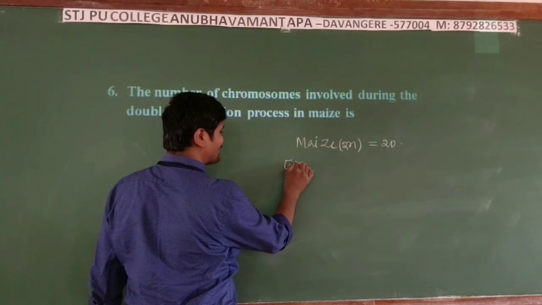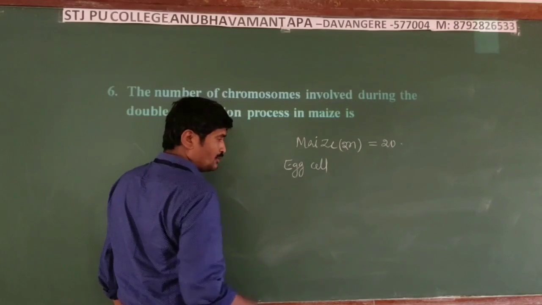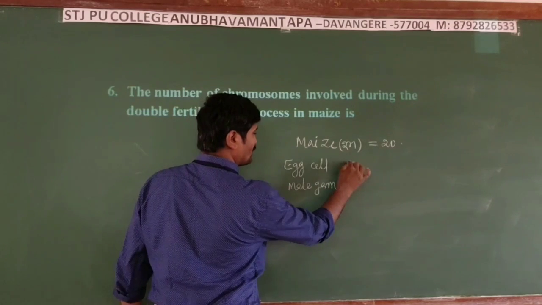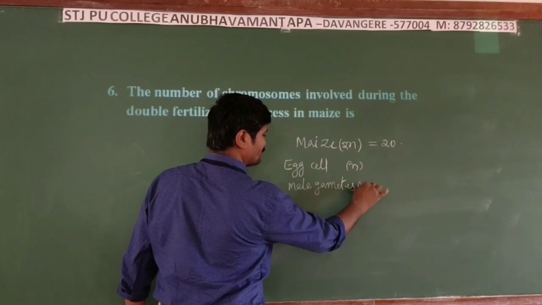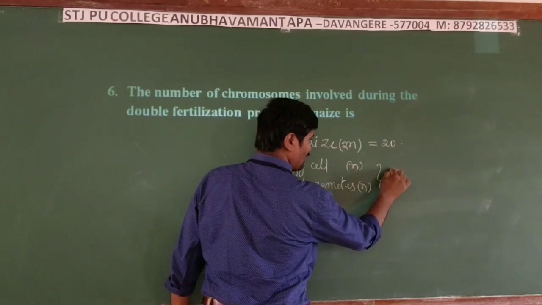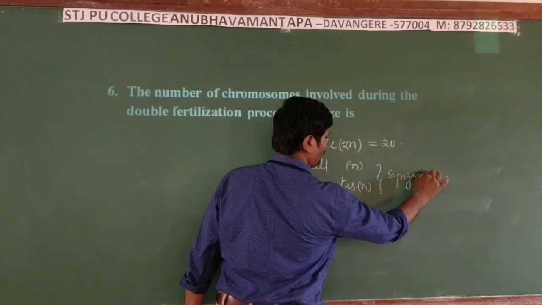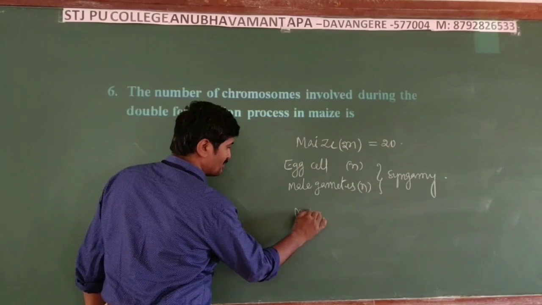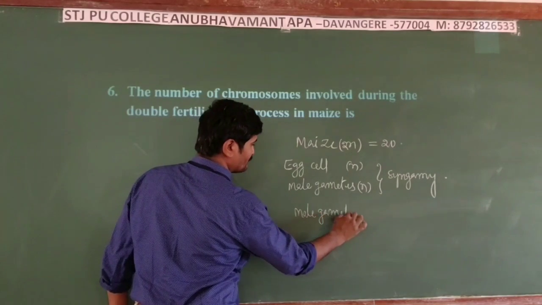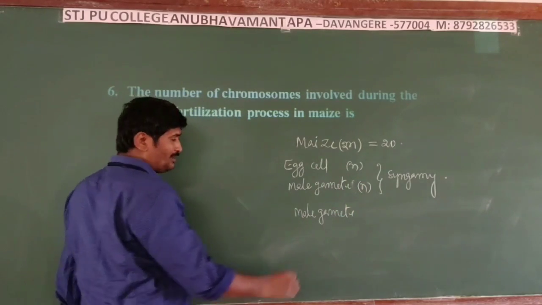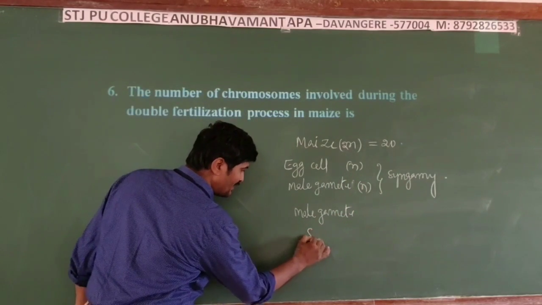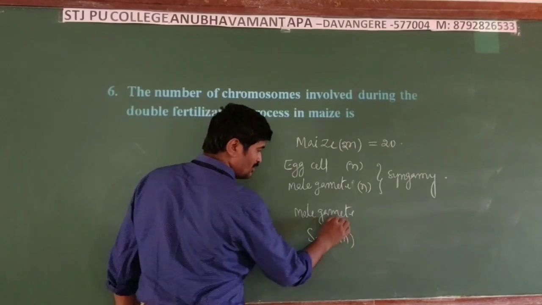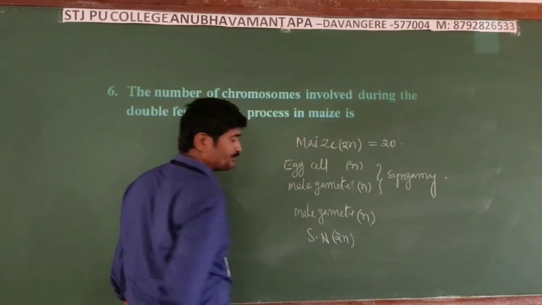Syngamy first. The egg and a male gamete, these are all haploid. This fusion is known as syngamy. Okay, next one, another male gamete. Another male gamete fuses with the secondary nucleus. The secondary nucleus is 2n, diploid. The male gamete is haploid. See.